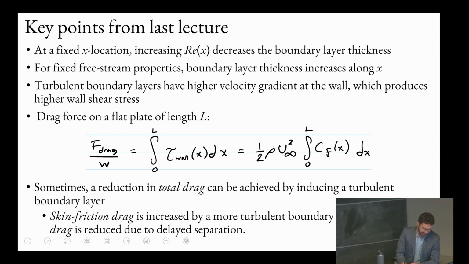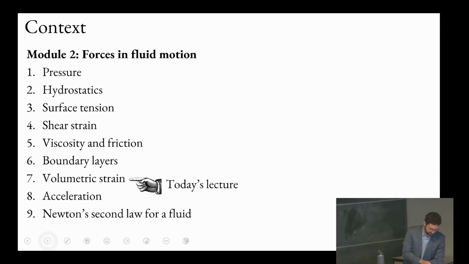We also talked about an interesting case where turbulent boundary layers can be induced in order to reduce the total drag on something. Though turbulent boundary layers have higher skin friction drag, they can delay flow separation from a surface, and that delayed flow separation reduces the pressure drag. A major source of pressure drag is when flow separates. And a turbulent boundary layer tends to separate later, loosely speaking, because it carries more energy, so it's easier to remain attached to the surface.